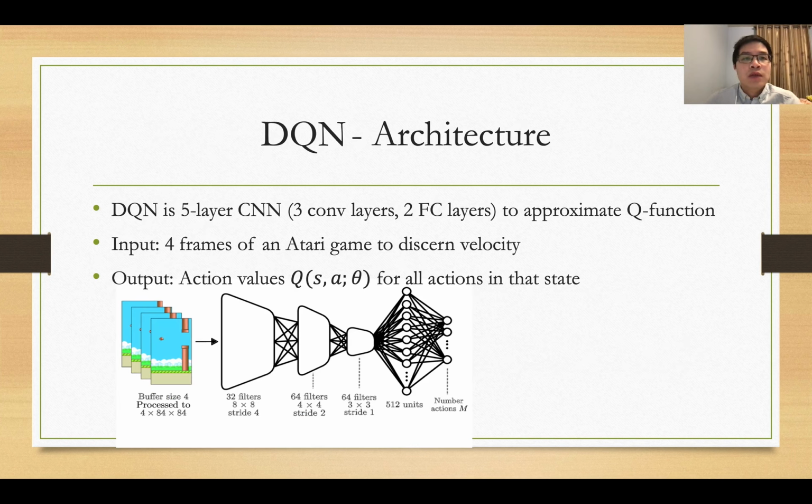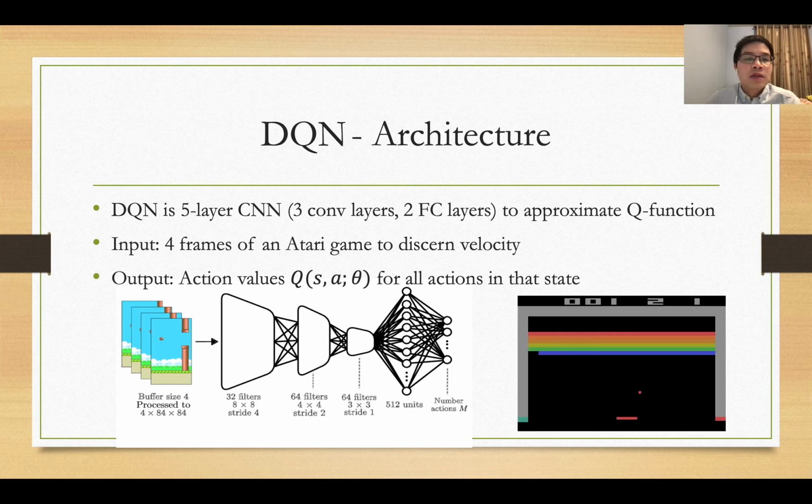DQN uses a shallow 5-layer CNN, which we call the behavior network, to approximate the Q function. The input to the CNN is 4 frames of an Atari game, and the output are the action values in that state. To understand why we need 4 frames as input, consider the single frame of the Breakout game on the right. From this single frame, we are not able to tell which direction the ball is moving, and this information is critical in determining the correct action to take. And so, the input is 4 frames so that we are able to capture the velocity of moving objects.